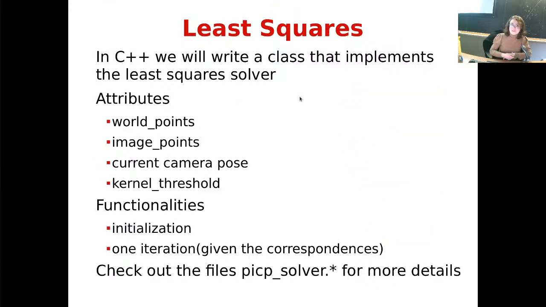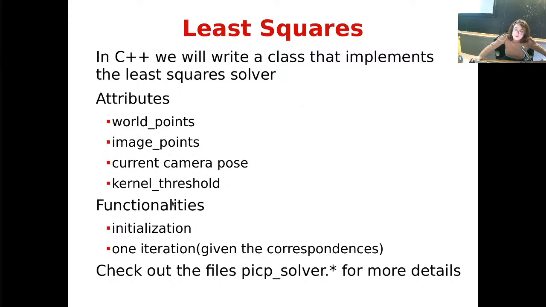In C++, we will write, as usual, a class for implementing something. In this case, we have a class for implementing the least squares solver. This class will have as members the points in the world, the points in the images, so the measurements, and it will have the current estimate of the camera pose and the kernel threshold, which is a parameter we use for making our estimation process more robust. We have seen the kernel threshold also in the last exercise.